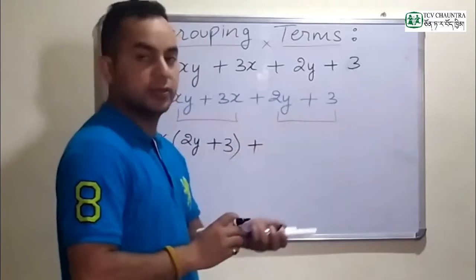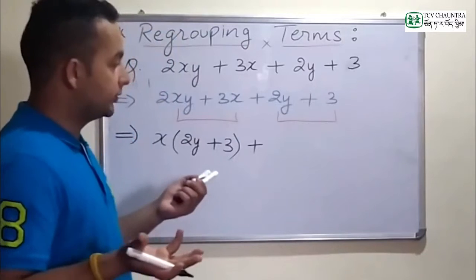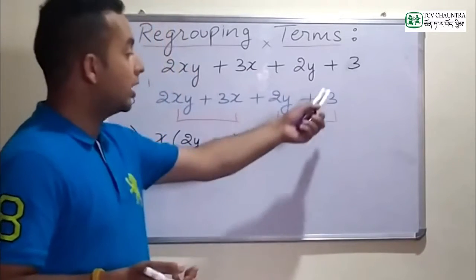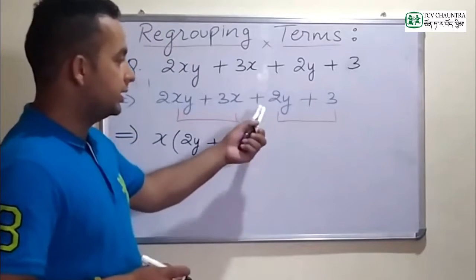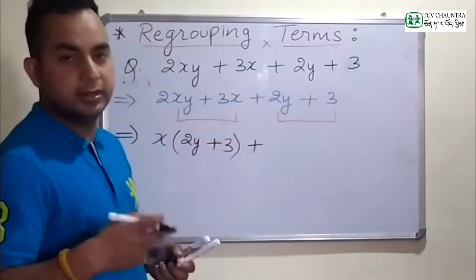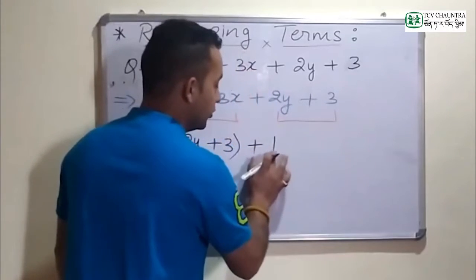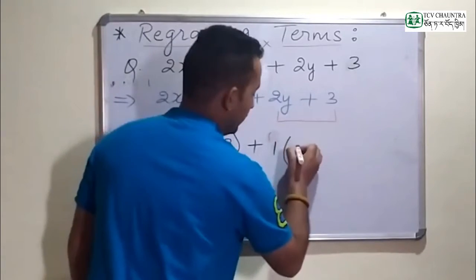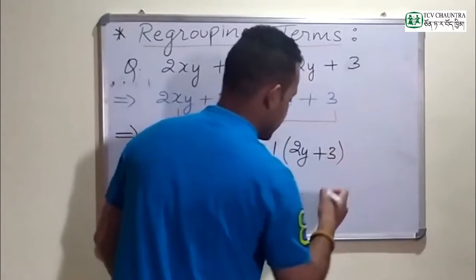Now 2y plus 3, here you don't have any common, right? Because here it's number 2, it's number 3. Here it's variable y, here we don't have a variable. So the common between these two terms is the number 1. So you can take the number 1, and then 2y as it is plus 3 as it is.